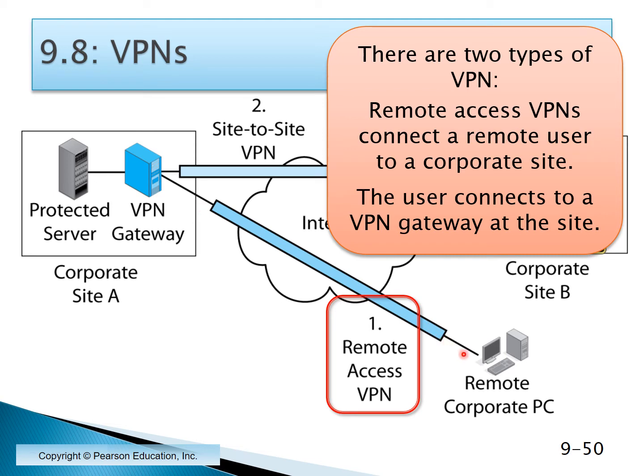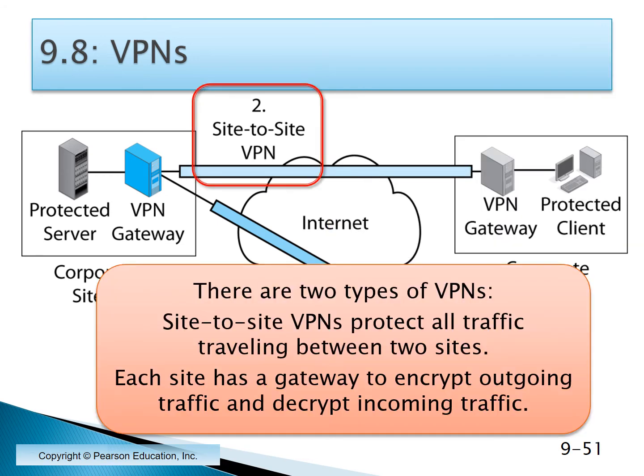So you make sure all of this is encrypted such that when it travels on the internet, people cannot get the content. The second type of VPN is what we call a site-to-site VPN. It provides protection for all traffic traveling between two sites. Each site has a gateway to encrypt outgoing traffic and decrypt incoming traffic. So it's kind of like this: you have two sites, and you have the connection, and then you have the VPN gateway on both sides.